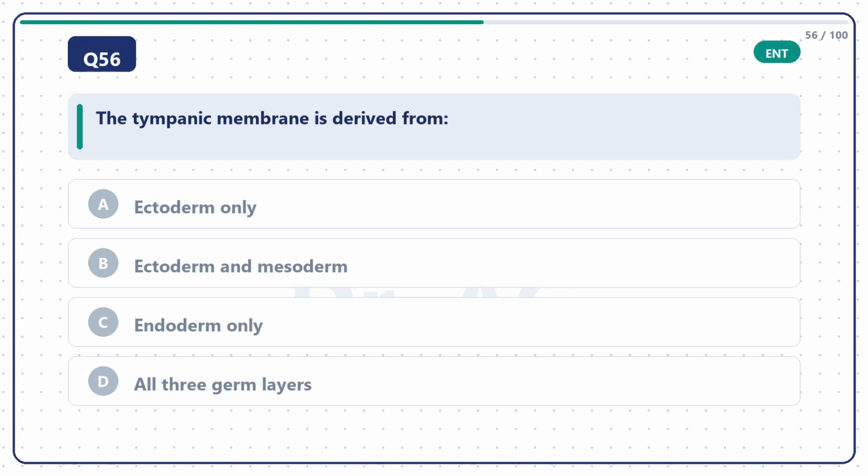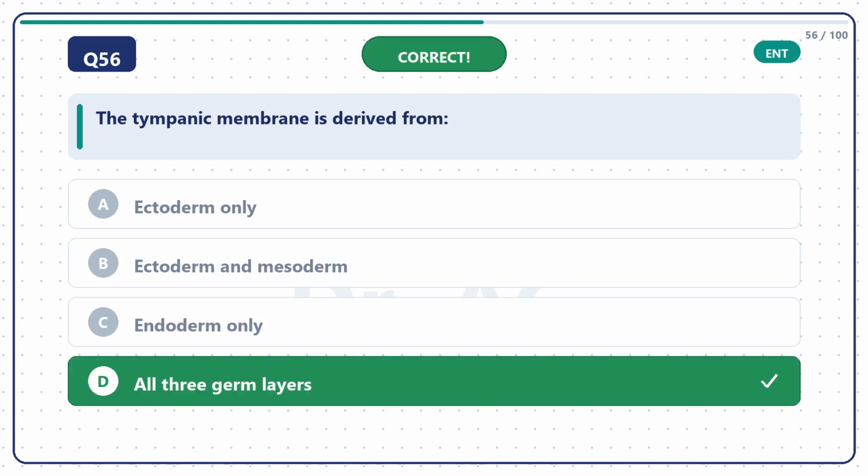Question 56. The tympanic membrane is derived from option A, ectoderm only. Option B, ectoderm and mesoderm. Option C, endoderm only. Option D, all three germ layers. The correct answer is option D.